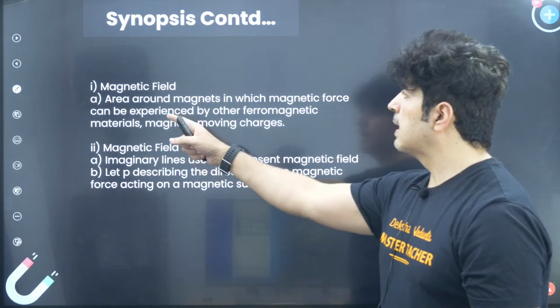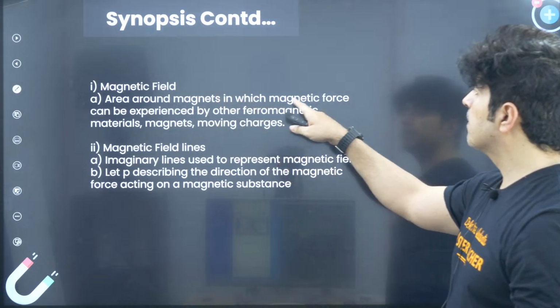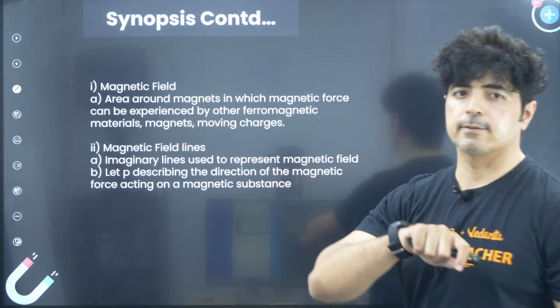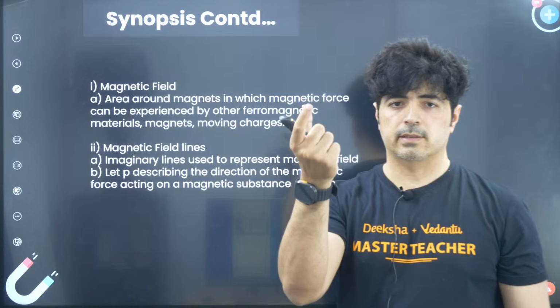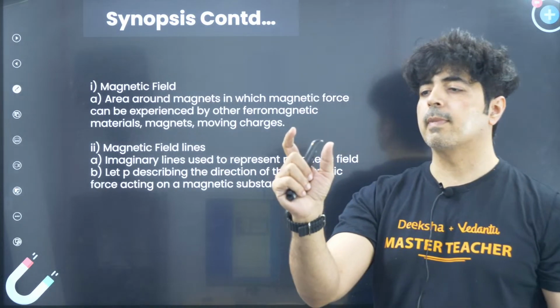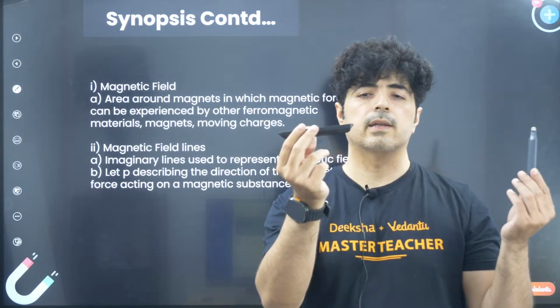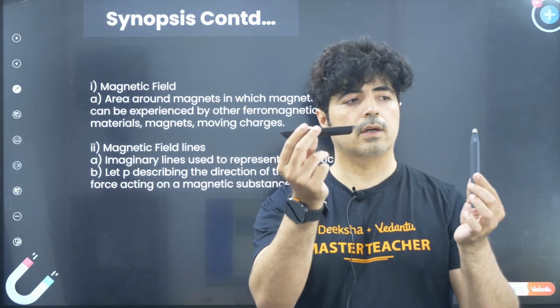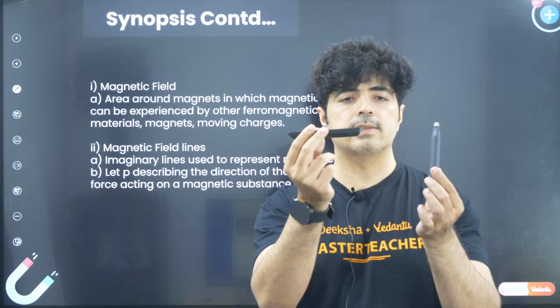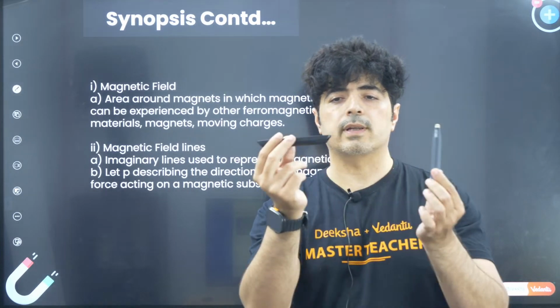Magnetic field is defined as the area around a magnet in which magnetic force can be experienced. It means you take a magnet. Let's say this is a magnet. Now you take one iron object and bring it closer, closer, closer. At a certain point of time, it will start to attract.